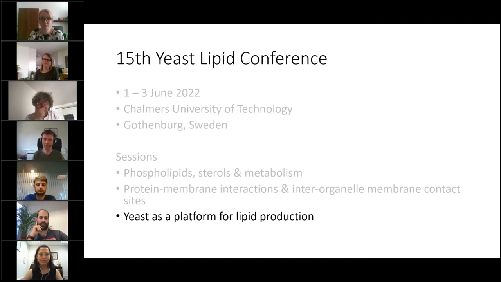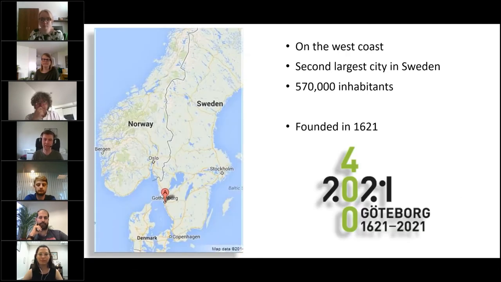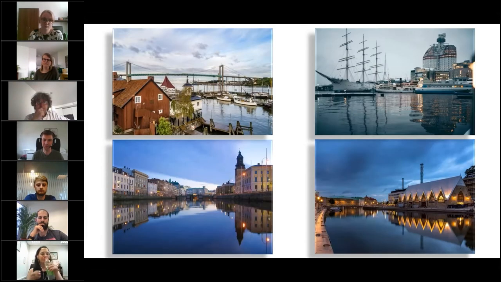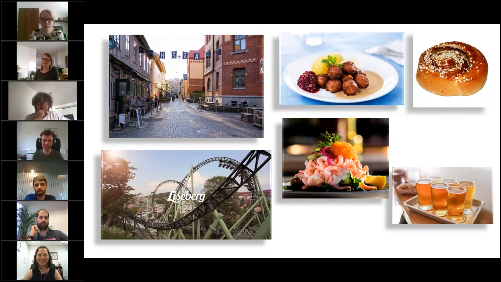So just a few words about Gothenburg. It's the second largest city in Sweden, and it's located on the west coast, as you can see here, with about 600,000 inhabitants. Actually, this year, it's 400 years since its foundation. Here are just a few pictures of beautiful Gothenburg, which is located on the coast, and it has canals that were built by the Dutch many years ago. So you see a lot of water in the city. We also have a theme park that is located in the city center. And there's a lot of nice Swedish and particularly West Coast delicacies to be had.